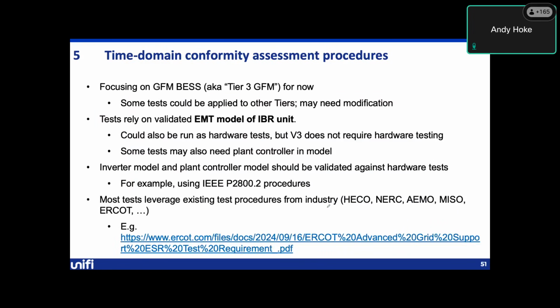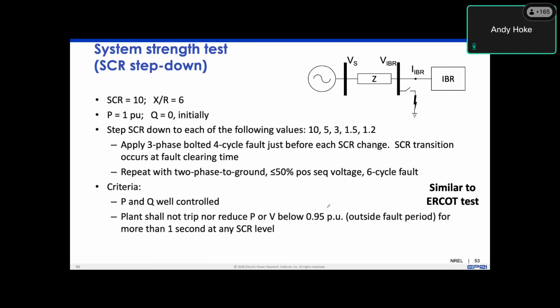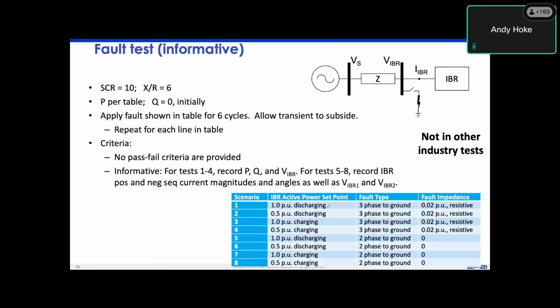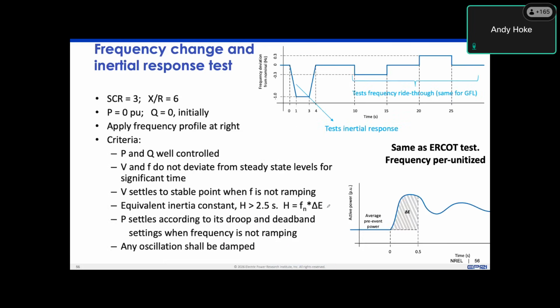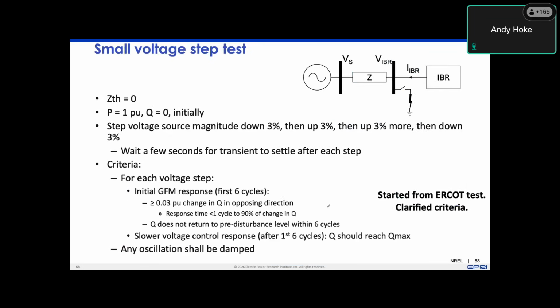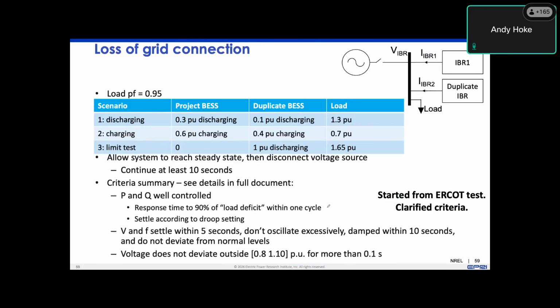These next few slides, I believe, are going to go through all of the time domain conformity assessment procedures. We don't have time for all of those, but just to give you an idea, they're simple tests, usually a single machine infinite bus type of setup, where you inject a small perturbation into the IBR and see how it responds. They're similar to the ones that ERCOT is using, as you can see on some of these slides, with a few modifications and clarifications. You can go ahead and keep going to the end of those.